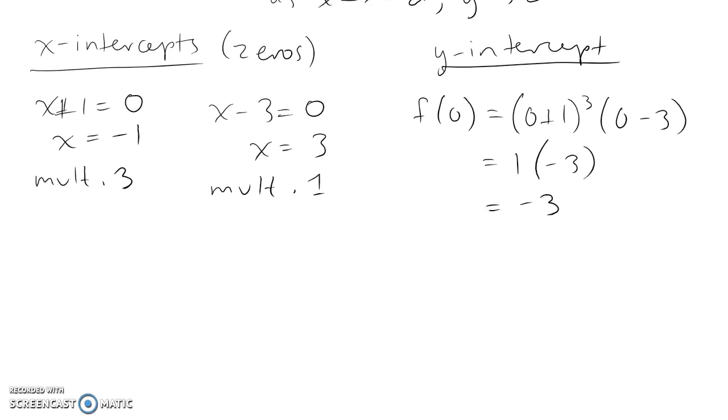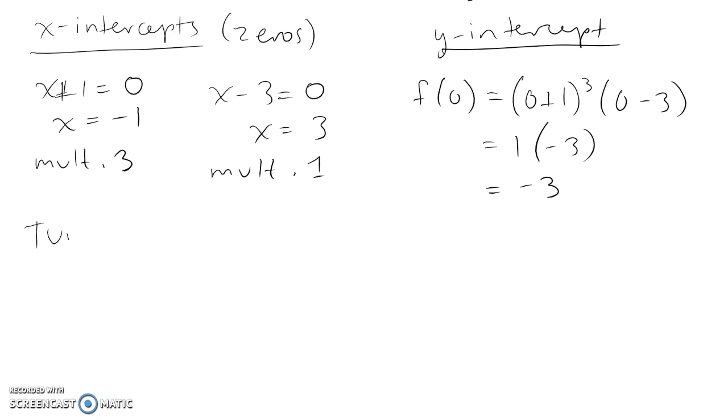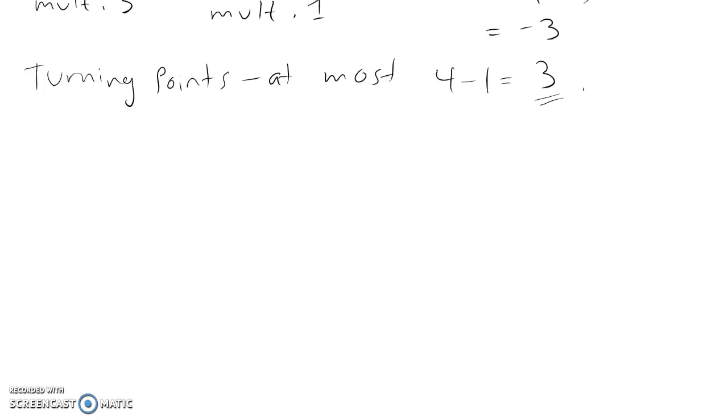Then we can also talk about turning points. This is a 4th degree function, so it has at most 4 minus 1, remember n minus 1, equals 3 turning points. That's just a check for us to make sure that we don't have too many wiggles happening. Now I'm going to show you a cool little trick to talk a little more about the behavior of the graph near the zeros.